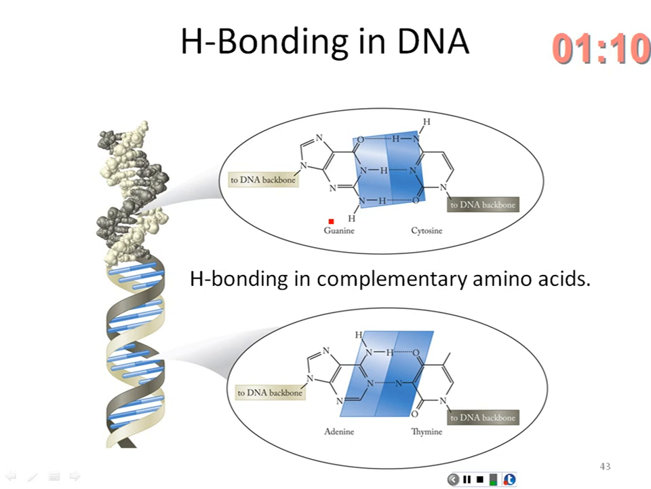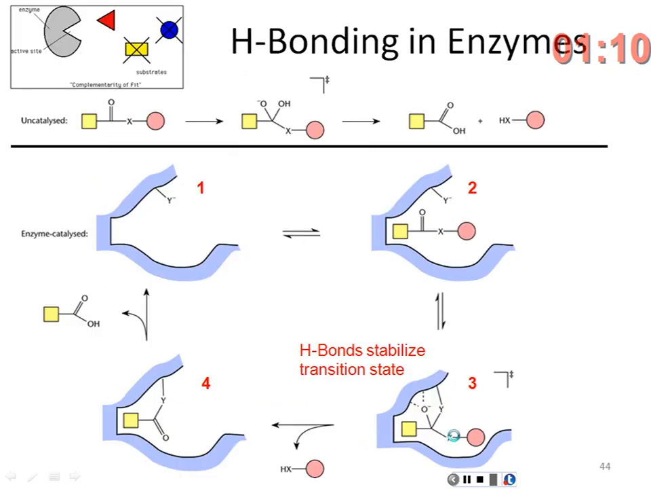So here we see the interactions between the G and the C base pairs. There's 3 hydrogen bonds, and the A and the T base pairs only have 2 hydrogen bonds. Hydrogen bonding is also important in enzyme chemistry, and you don't really need to know any of these specifics, but we talked earlier in the lecture that an enzyme stabilizes the transition state.